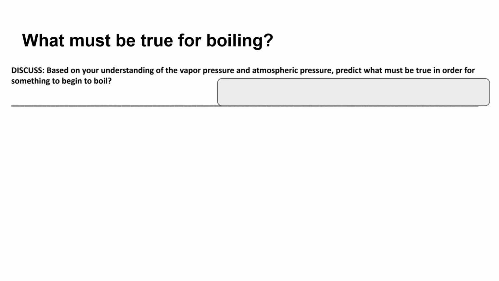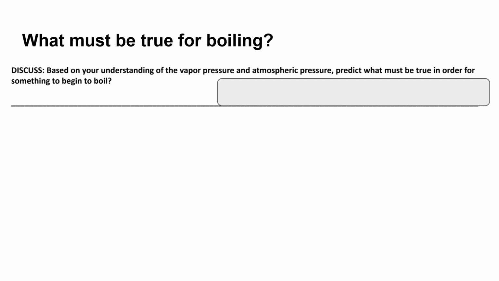So now we have a super important question in this lesson, and that is, what must be true in order for something to boil? To answer this, we need two pieces of information. The first is your vapor pressure that we just learned, which is the pressure of the vapor above the surface of a liquid. And the second thing we need to know is your atmospheric pressure. Atmospheric pressure is just the pressure that the atmosphere is exerting on your liquid.